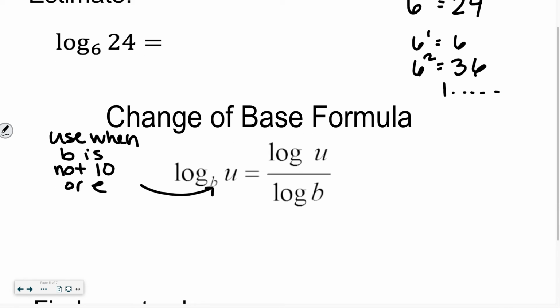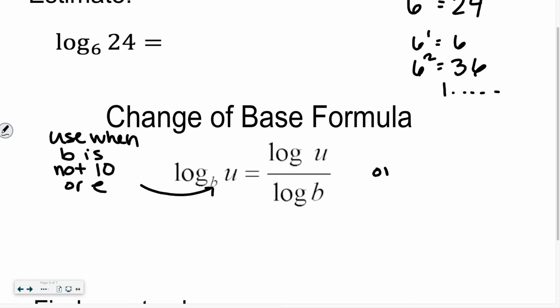Basically what you do is you make a conversion. Instead of having base b, which we don't have a button for in our calculator, we're going to do the log of u, so the thing we're taking the log of, divided by the log of the base. And because these logs don't have bases, we're assuming we're using what? 10. The log base 10. So you have a button on your calculator.